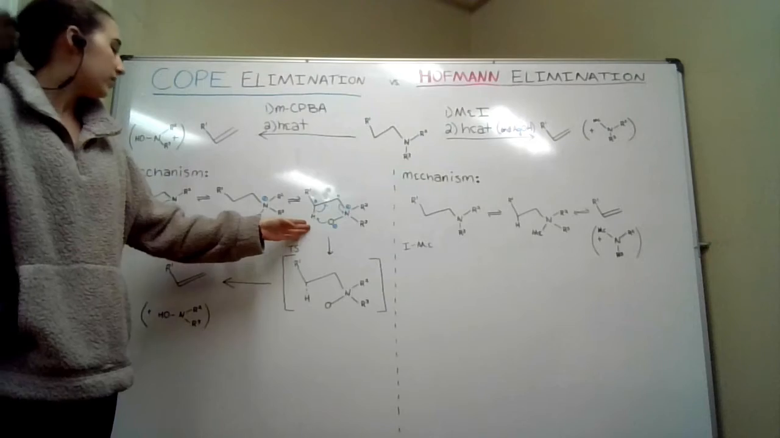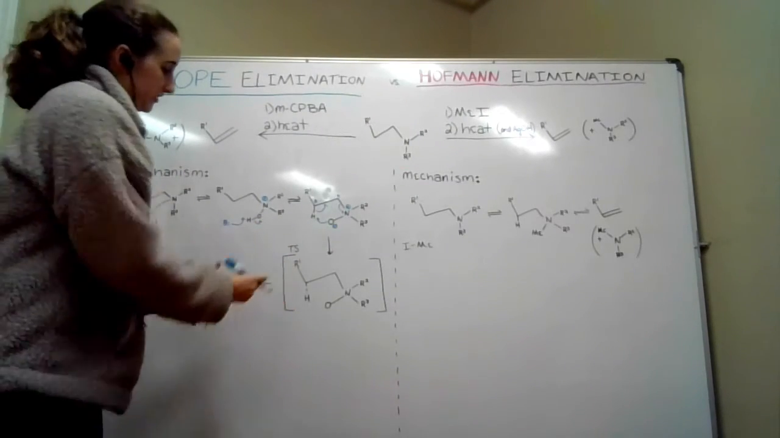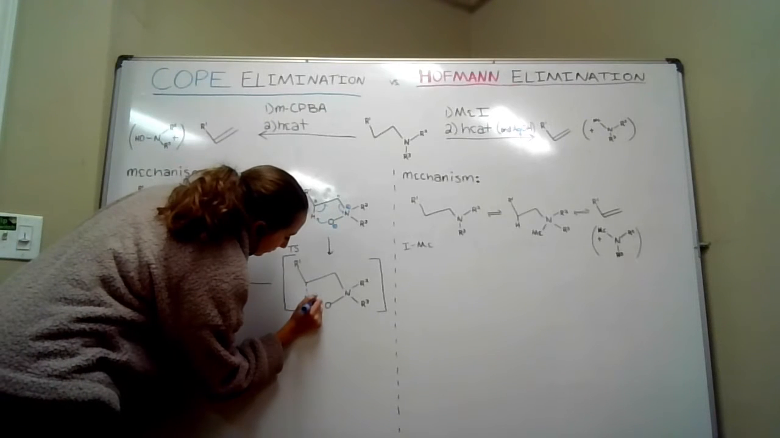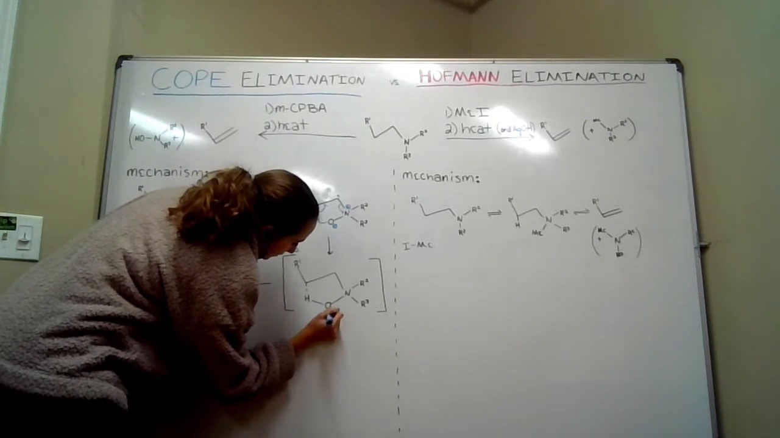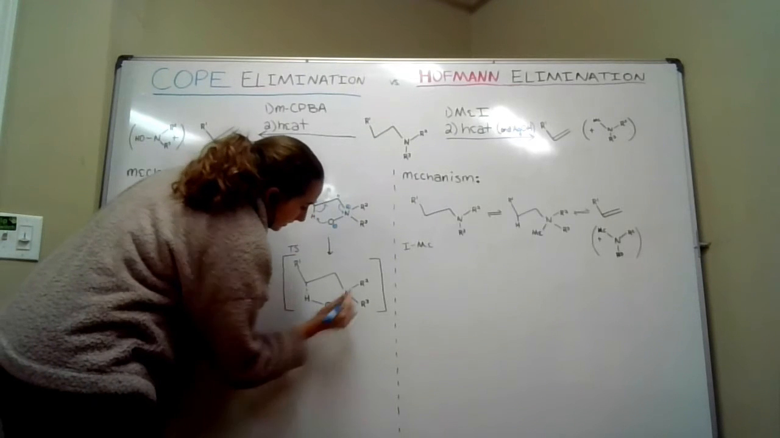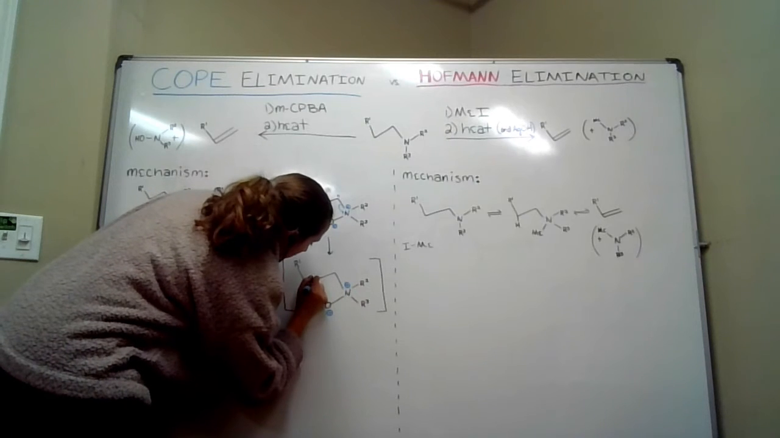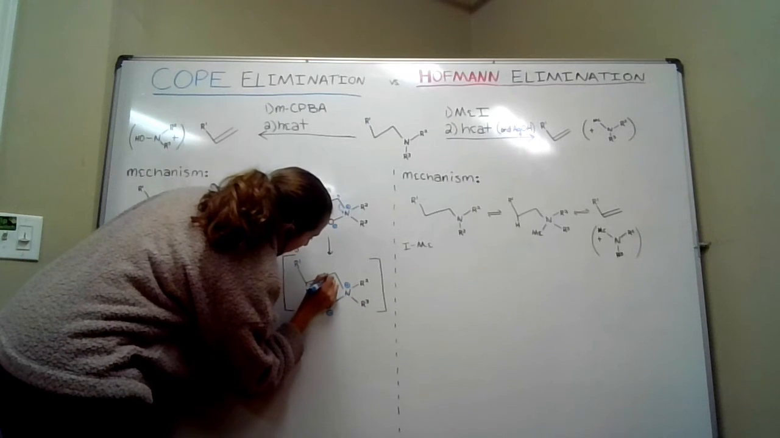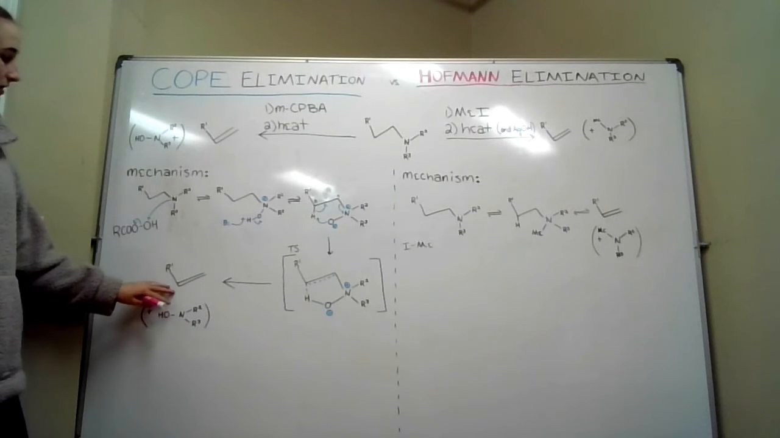This sets up a 5-membered cyclic transition state, as seen here. So the hydrogen-oxygen bond is forming. Oxygen is still negative, at least partially. Positive charge is still on the nitrogen, and the double bond is forming. This then leads us to our final product of an alkene.